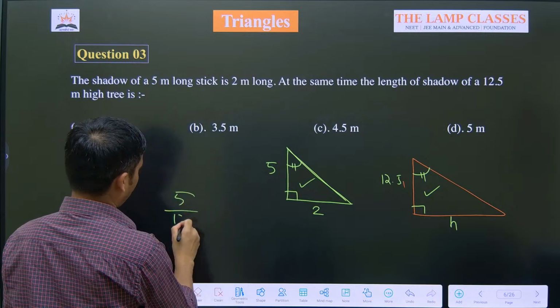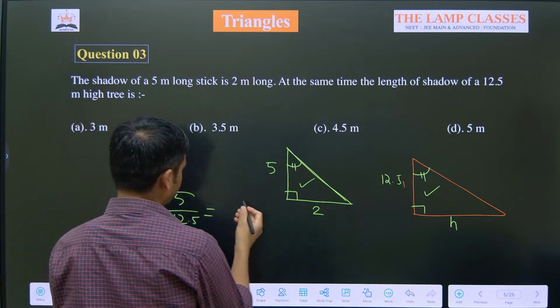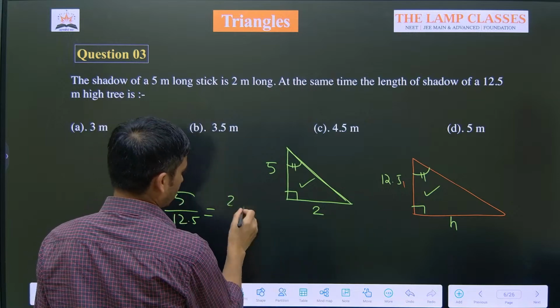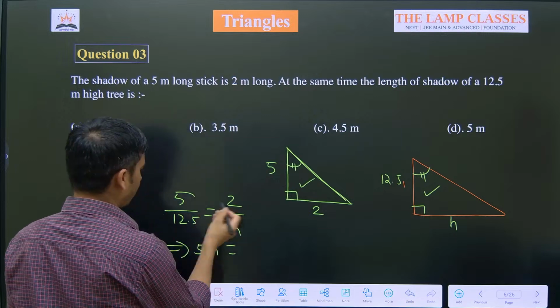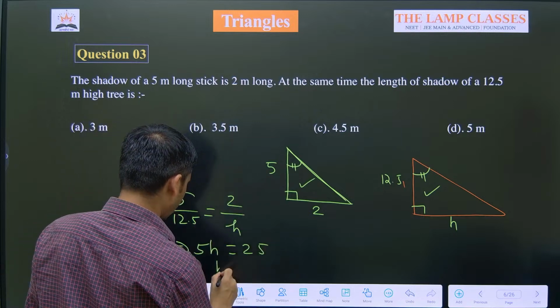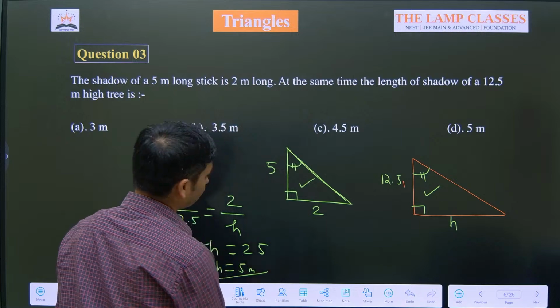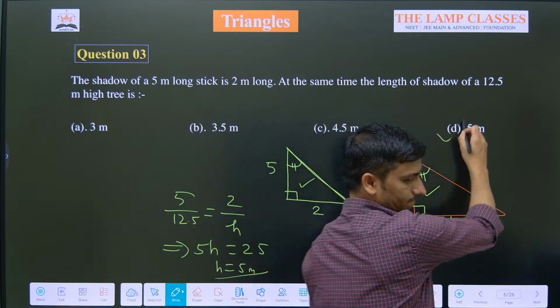Five upon 12.5. Now read the question properly, guys. Actually, I did skip. So 2 upon h. Now cross multiply. So 5h will be 12.5 into 2, that is 25. So h has to be 5 meter. No? So we'll mark option D.